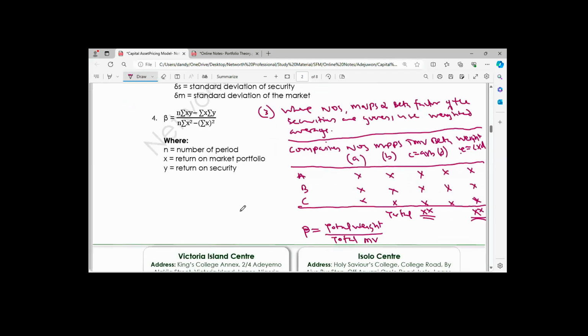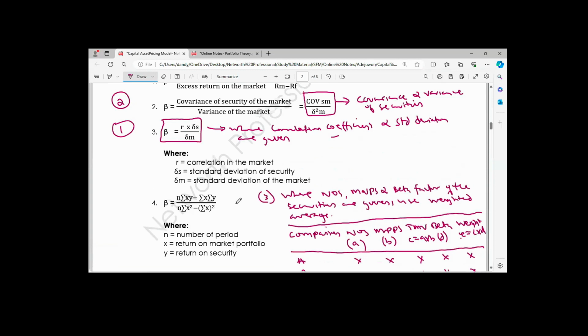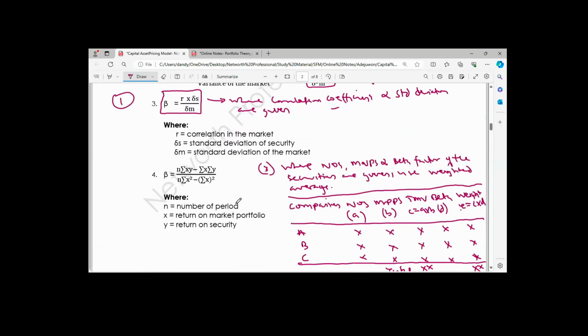Then, of course, the fourth one is where you are given regression analysis information. Where you are given regression analysis, then your beta value will be equal to n summation xy minus summation x summation y, over n summation x squared minus summation x all squared. So this is the formula you are supposed to use if you are given regression analysis information. N will be the number of periods. X will be the return on the market portfolio, then Y is the return on the security.